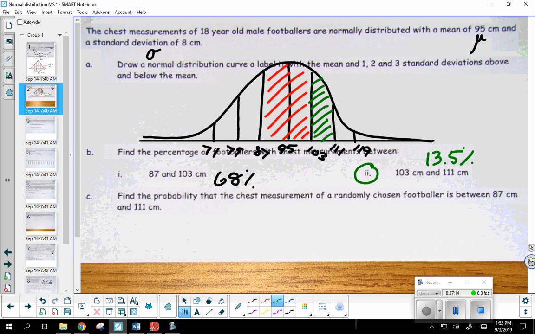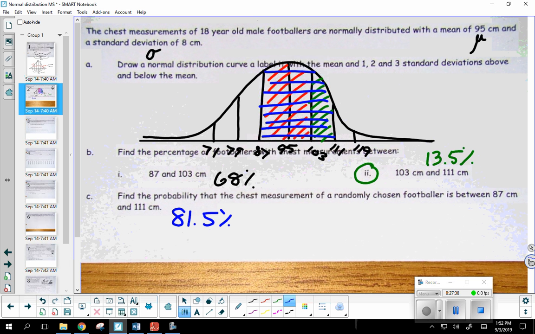Okay. Amy, can you help me out with this one? That's it, 81.5. We want to know the percentage of players between 87 and 111. So now we're looking at this whole area, all 3 of them that we had previously. So just take the sum of the 2. 81.5.